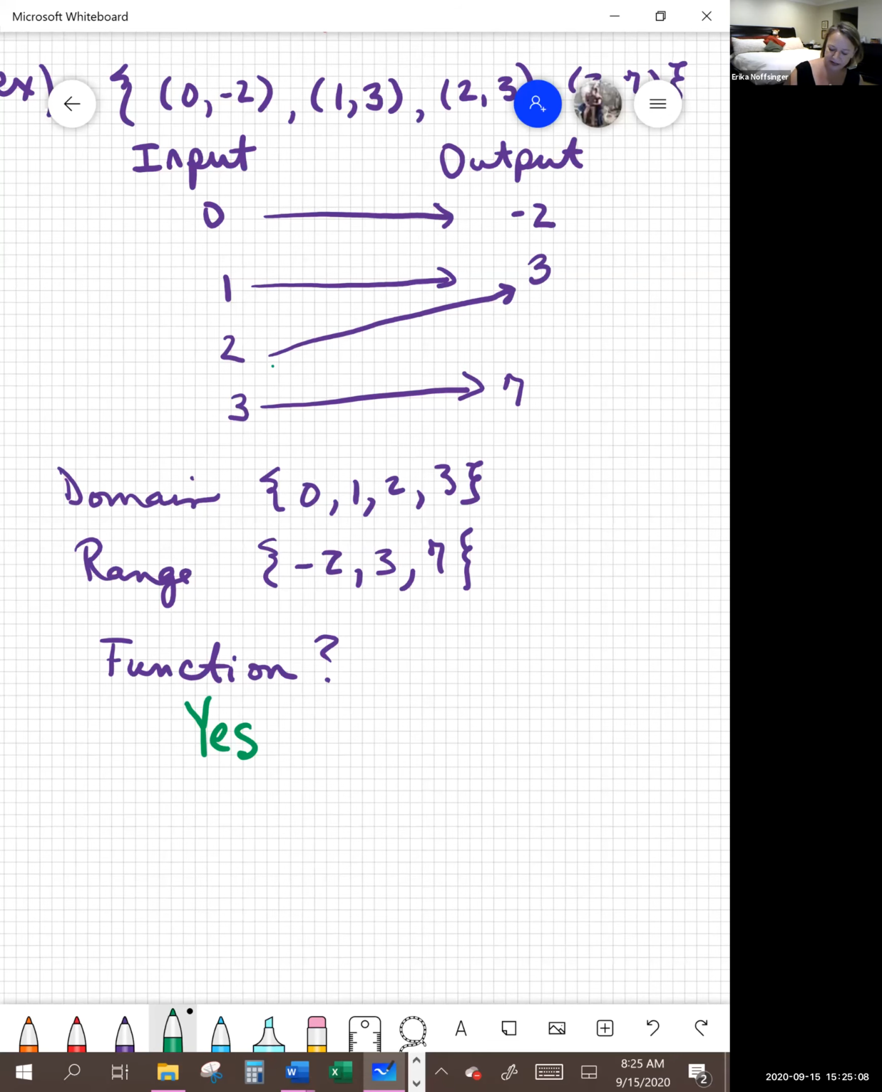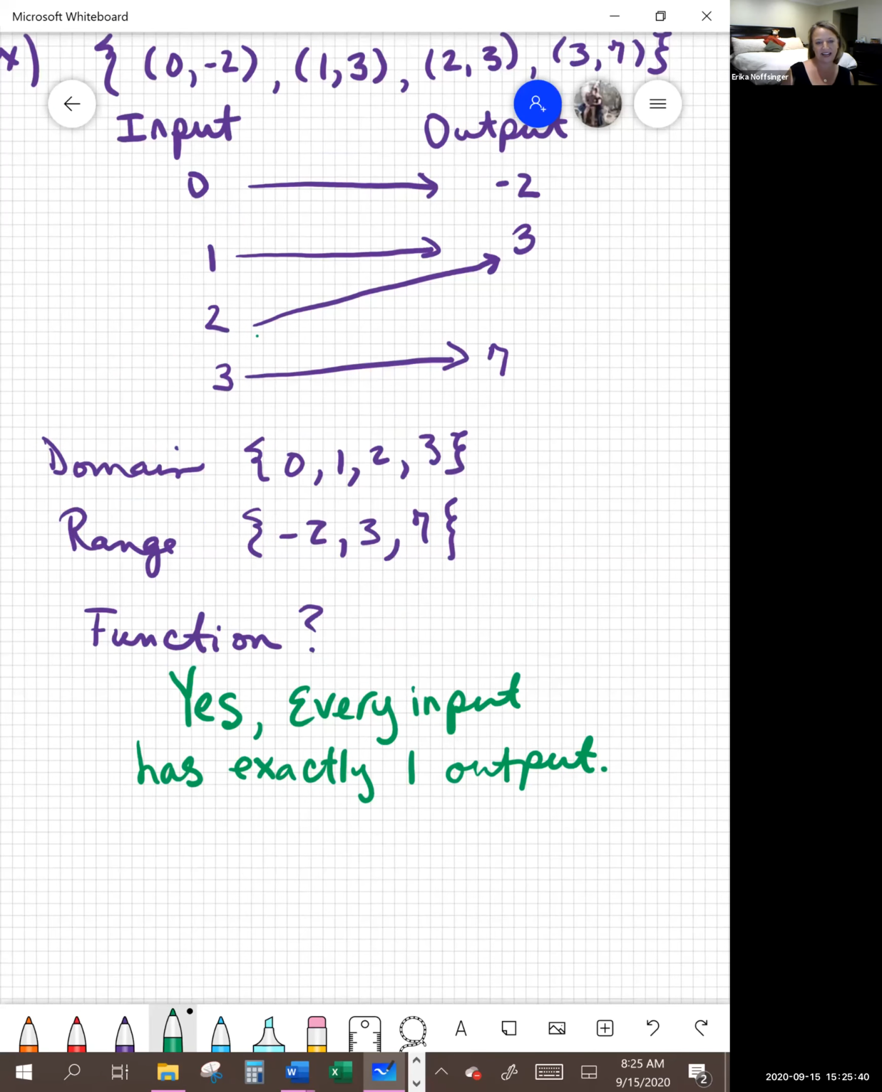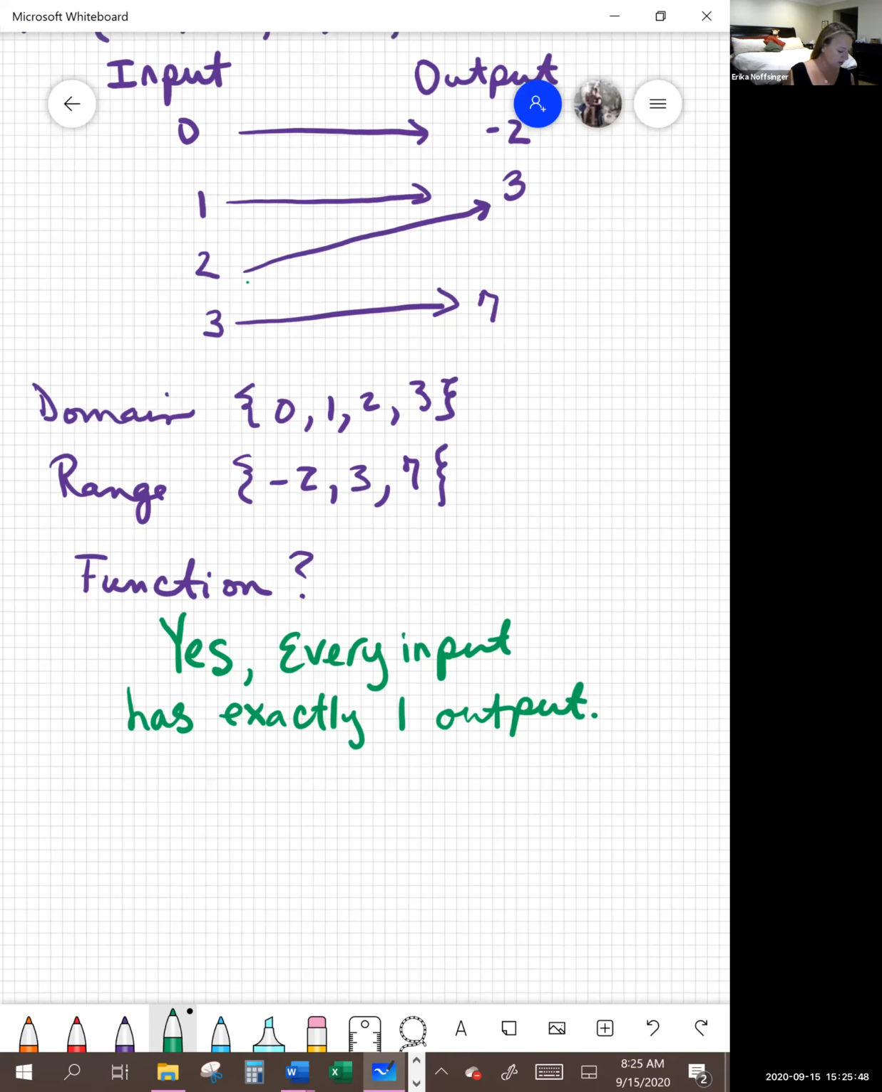But in this case, every input, because 0 only goes to -2, that's 1 output. 1 just goes to 3, that's 1 output. 2 just goes to 3, that's 1 output for 2. And 3 goes to 7. So every input has 1 output. If it gives me points like that, I tend to just do my mapping, just to see if there's any x value that's going through more than 1 y value.